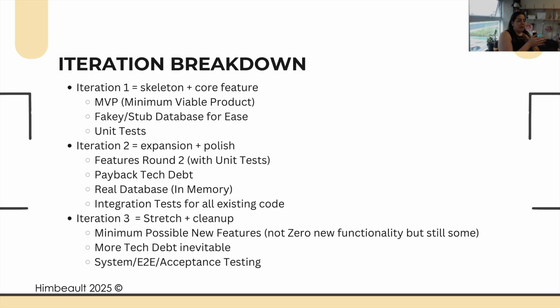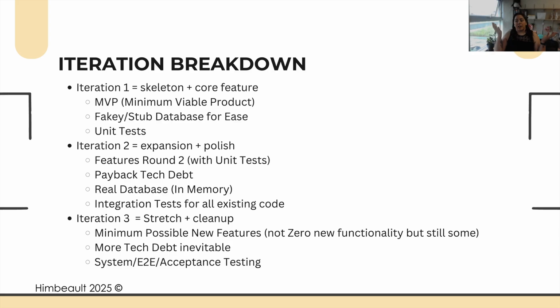And then your iteration 3 is going to be your stretch goals, your stretch features, and cleanup. Now, minimum possible new features here is important because originally you're probably going to plan to put 2 or 3 features in there, as you should, but in reality, you're probably not going to get 2 or 3 new features in there. You can't have 0 new functionality, but don't put anything really big at the end, okay? From experience, don't put anything really big at the end because it probably won't get done. Most likely you'll have lots of tech debt to clean up, and then you'll have some system tests and some end-to-end tests that you're going to write as well.